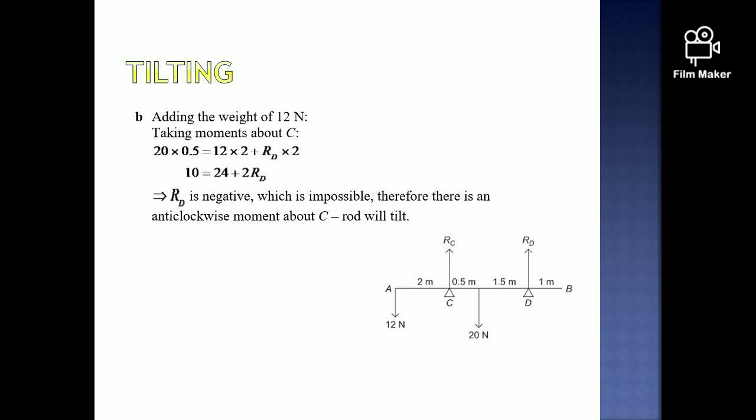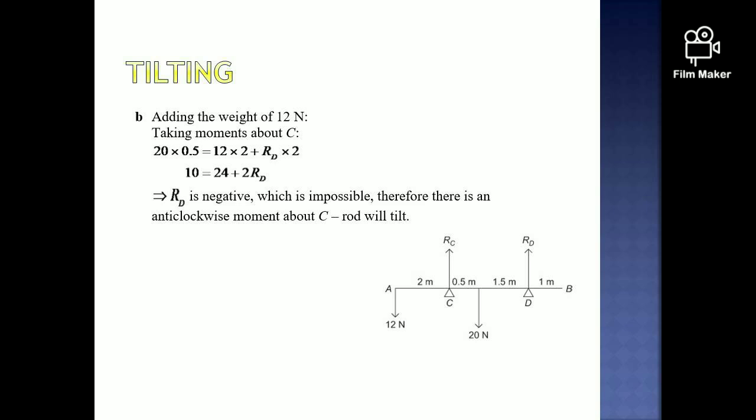So the anti-clockwise moment's addition should be 2 meters into 12 newtons plus 2 into RD. You can understand why it's 2: it came from C to D. The length is 0.5 plus 1.5, that is 2. 2 into RD. If you simplify this, you will obtain the answer for RD as a negative value. Can a reaction be negative? Obviously, we know that this is impossible.